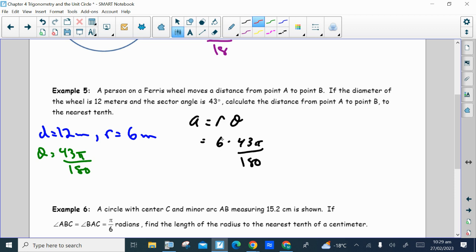So, I mean, you could simplify this. You could put the 6 as 6 over 1. You could divide top and bottom by 6. That will leave you with 30 down there. So now we're at 43 pi over 30 as our answer. That's the answer as an exact value.